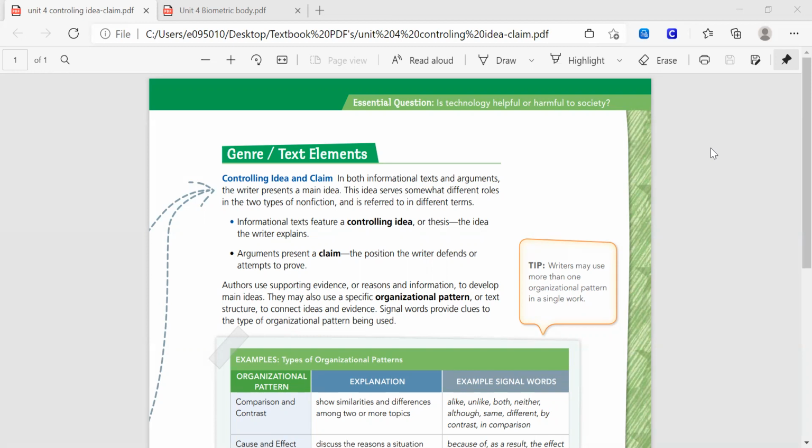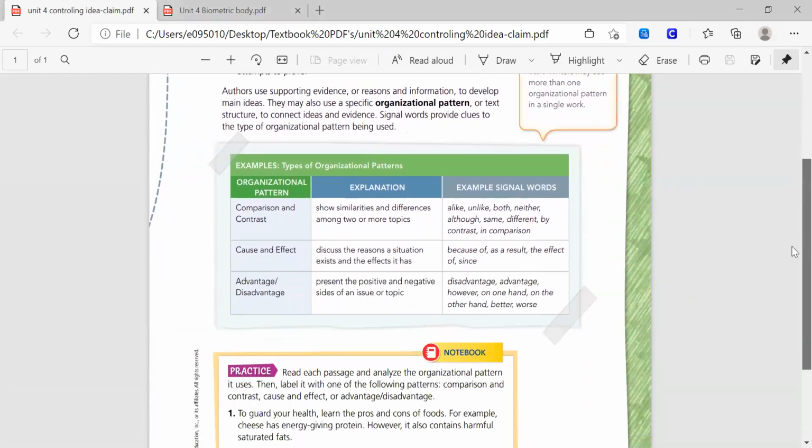So authors use supporting evidence or reasons and information to develop main ideas. They may also use a specific organizational pattern or text structure to connect ideas and evidence. Signal words provide clues to the type of organizational pattern being used. And so we're going to look at that chart below. These are examples of organizational patterns.